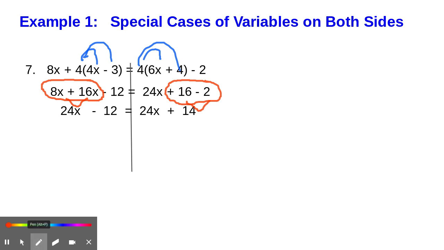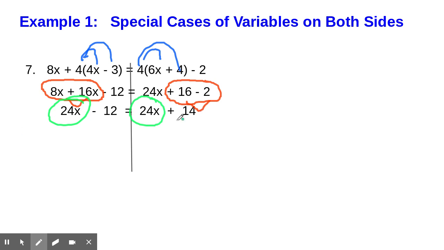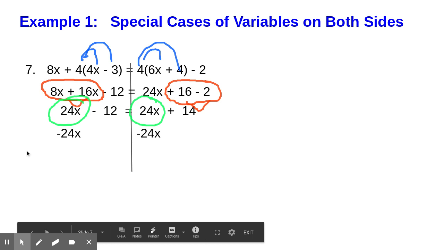I can't combine anything else. So at this point, I am going to take my baby bear and my mama bear. Those are my variable terms. So I am taking 24x to both sides. But when you cross over the equal sign, you always have to take its opposite. So I make negative 24x.